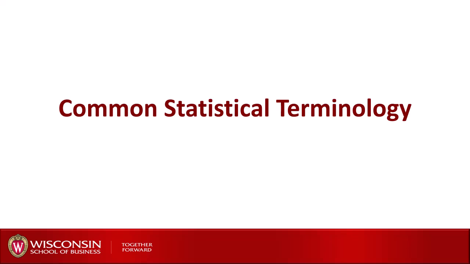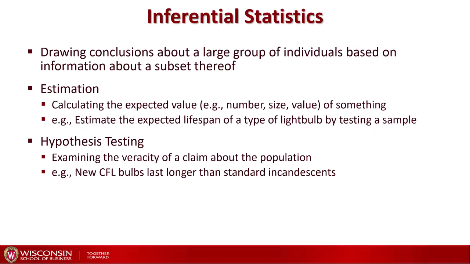Let's take a moment to discuss some common statistical terminology. We'll start by defining inferential statistics. Inferential statistics are a set of methods by which we draw conclusions about a large group of individuals, that we call the population, based on information about a subset of that group. It really boils down to one of two activities.